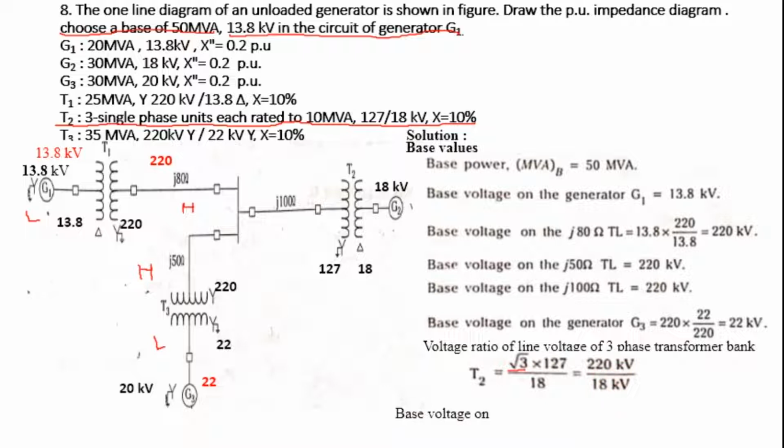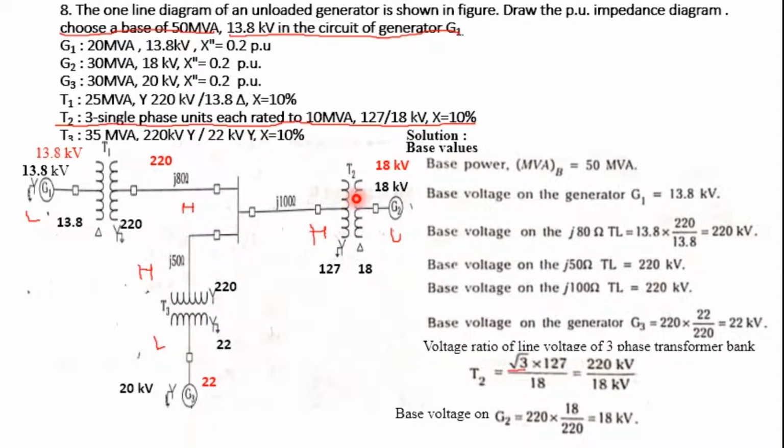Similarly, our intention is to calculate the base voltage. So we know that, similarly, the voltage on the LT side is equal to the ST side voltage into the LT side rating of the transformer divided by the ST side rating. So we'll get 18 kV. Okay, this is the value.